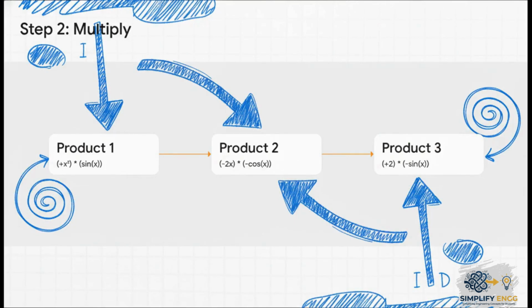Okay, get ready, because this is where the magic happens. To get our answer, all we have to do is multiply along the diagonals. You follow these arrows, you take the sign from the first column, multiply it by the term in the D column, and then multiply that by the term that's one row down in the I column. We're just going to do that for each row until we've used up all our terms.